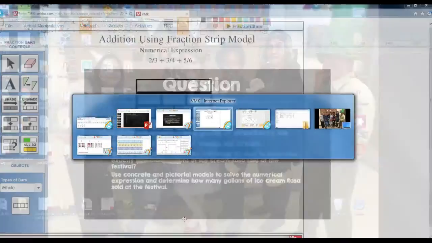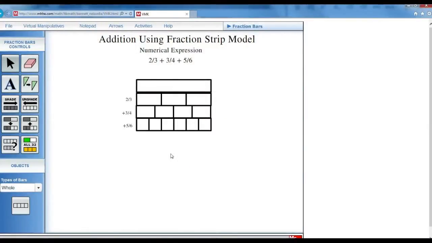I'd like to show you how to add using fraction strip models so that you're able to see that each one of these numbers is representing a whole number individually. Okay, so I have some strips here. My strips are all the same length, and I started out with a whole strip, and I already separated them out just for time purposes.